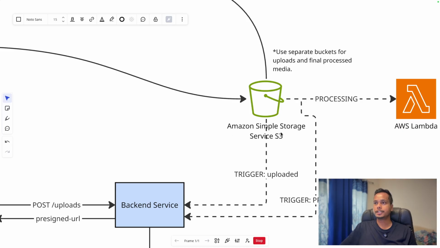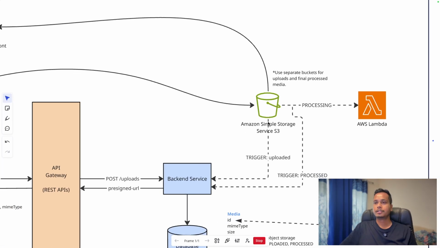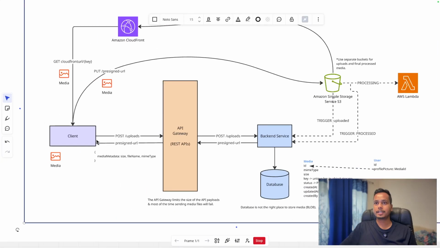So let's say we are using Amazon Simple Storage S3 for storing our media files. Okay. So this traditional system where we are sending the media file from the same endpoint is not a good way to handle media services.